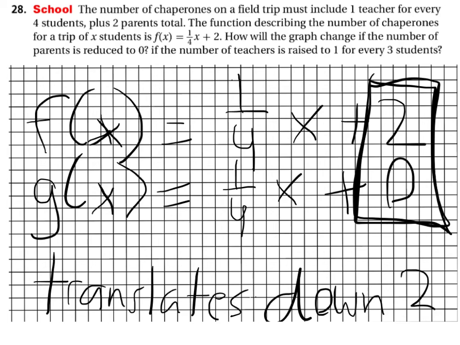First, we're going to explain how the graph will change if the number of parents is reduced to 0. So here I have boxed a change in the y-intercept. This is a translation down 2 units because the y-intercept becomes smaller.